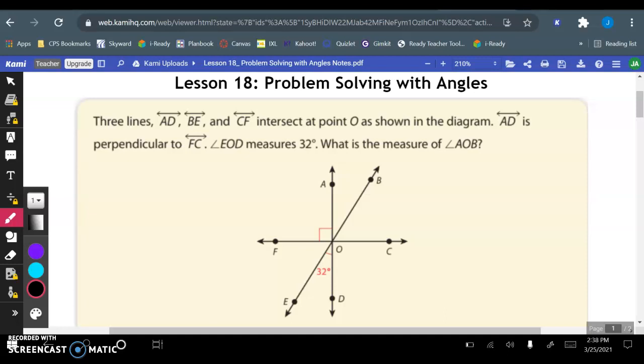All right, we are moving into our geometry unit, and we're going to start off with problem solving with angles. So we have three lines here, AD, BE, and CF. They're all intersecting at point O, and AD is perpendicular to FC, which means they're forming 90-degree angles. The angle EOD is labeled 32 degrees. What is the measure of angle AOB?